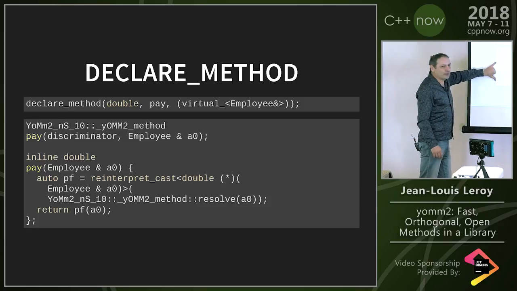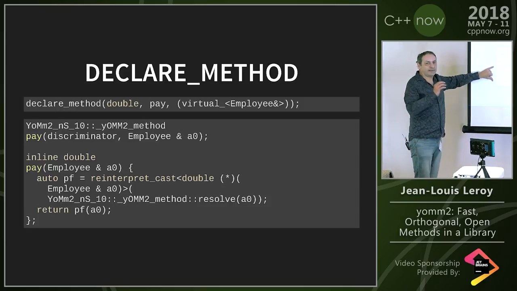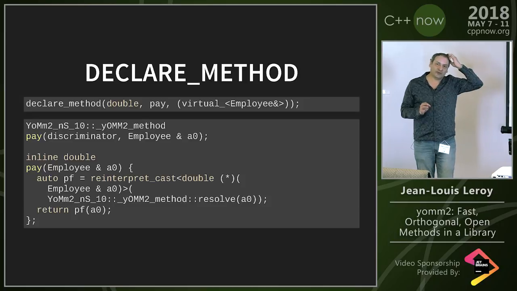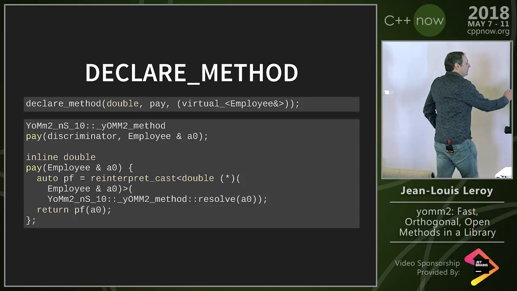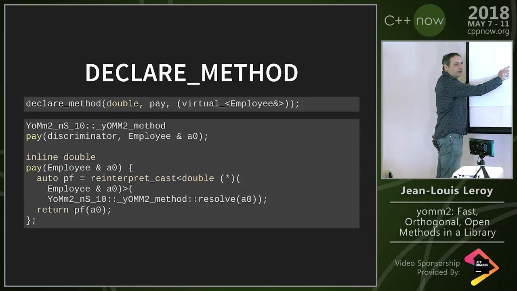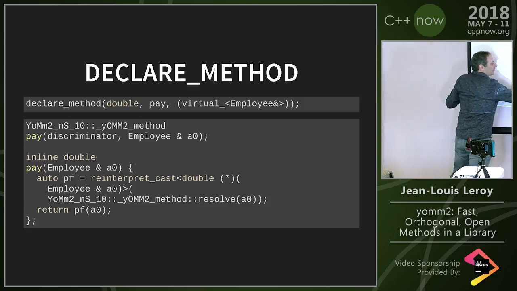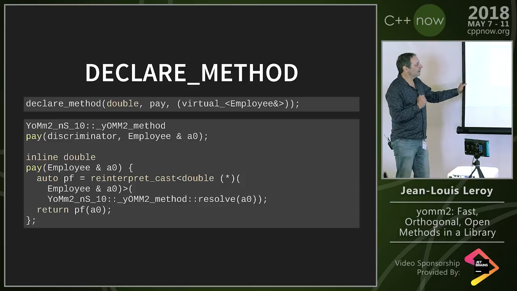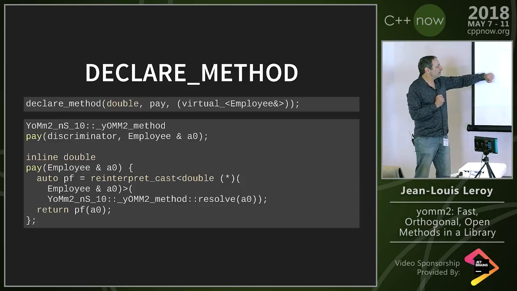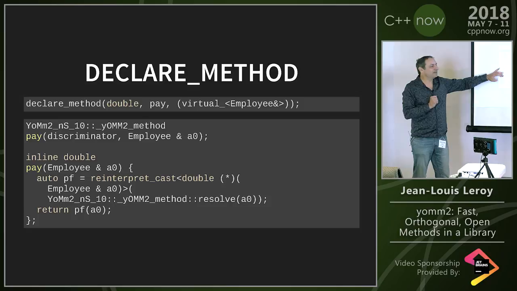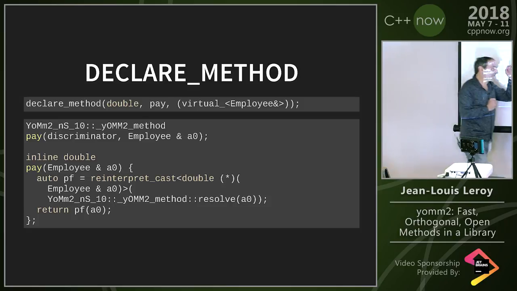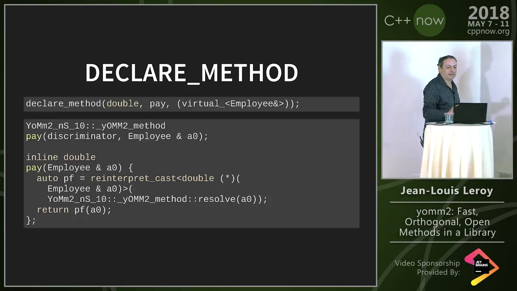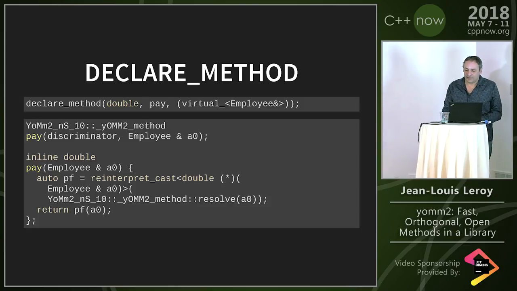And then this is the entry point of the method. It's an ordinary inline function that takes an employee, again, without the virtual qualifier, which locates a function, and we're going to look into this, and calls the function, right? So it means that you can overload pay. You can have several methods called pay, and if they're sufficiently different, you'll have no problem.